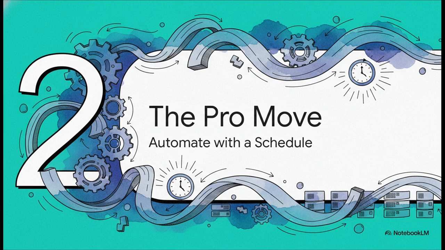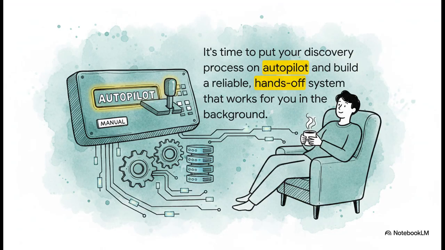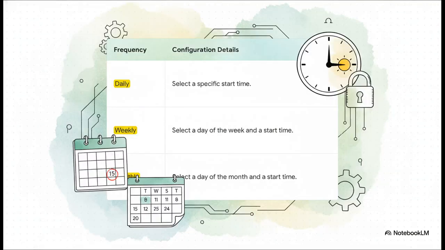But look, running manual scans is great in a pinch. The real power, the pro move, is automation. Setting a schedule is where you're going to unlock some serious efficiency. This is how you make sure your data is consistently and automatically refreshed without you ever having to lift a finger. We're talking about putting this entire process on autopilot. You set up a recurring schedule, and what you're doing is building a reliable, hands-off system that just works for you in the background.